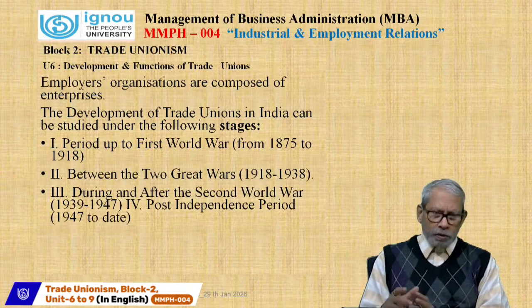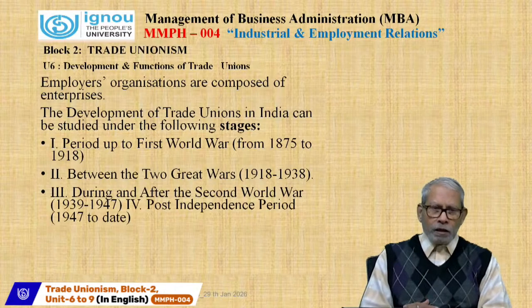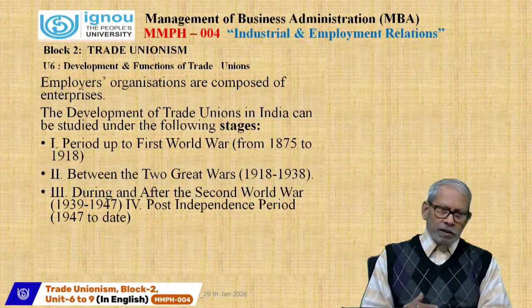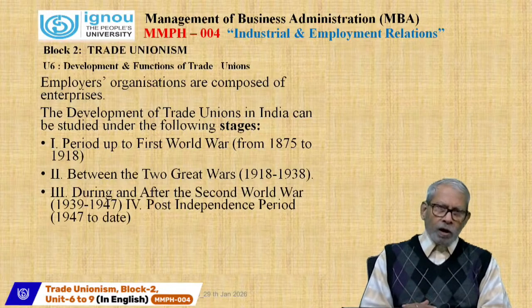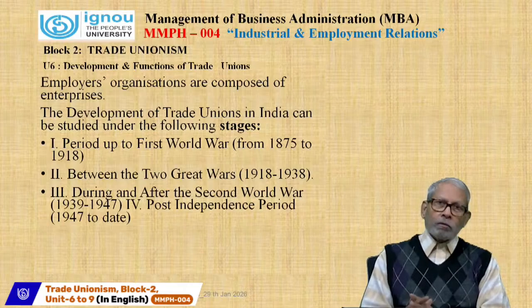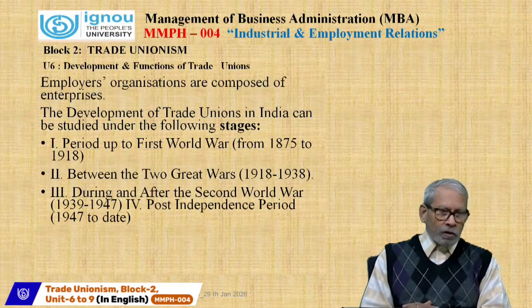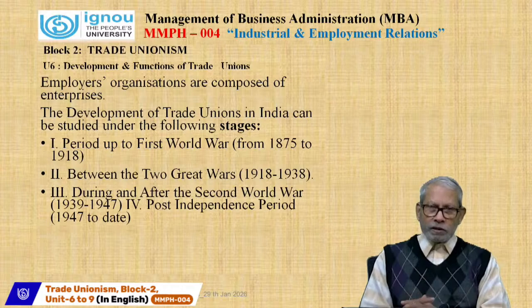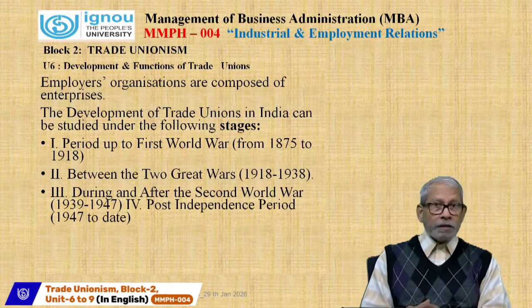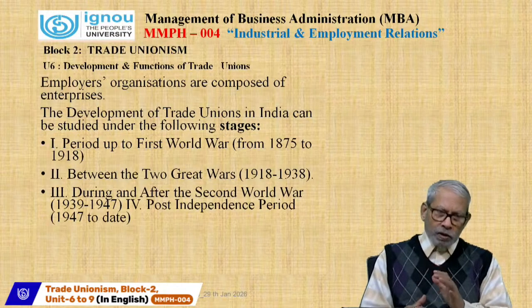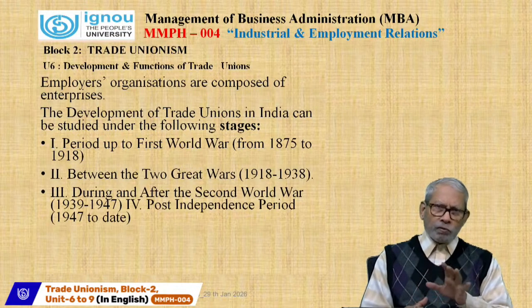Now, the development of trade unionism in India can be situated under the following stages. There are different stages: how it has come, some background or history, different movements. First is the period of the First World War, from 1875 to 1918. That is one stage. That time, what was there.